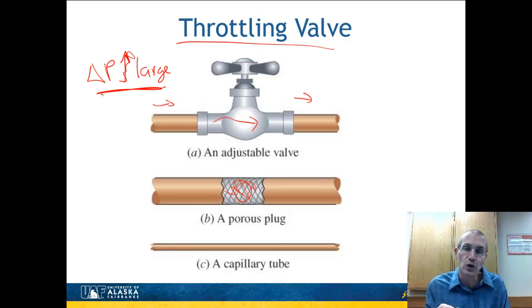Now, we also talked about turbines, and they have large pressure drops as well. So maybe the other way to think of it is a throttling valve has a large pressure drop and really doesn't do anything else. It doesn't generate any work. It doesn't require any work. All it does is drop the pressure. So that's what a throttling valve is.